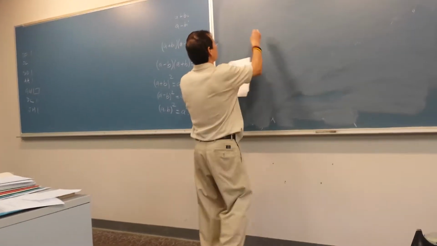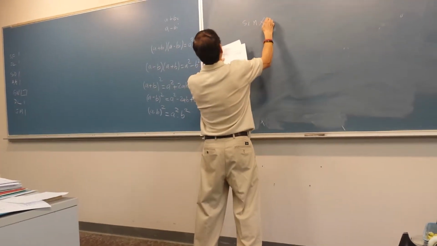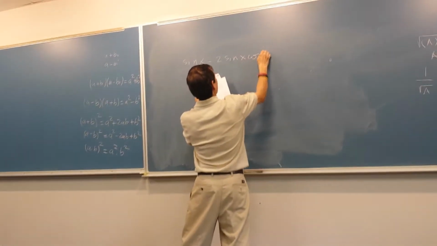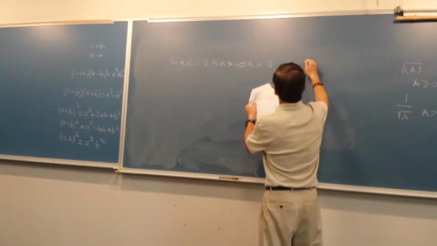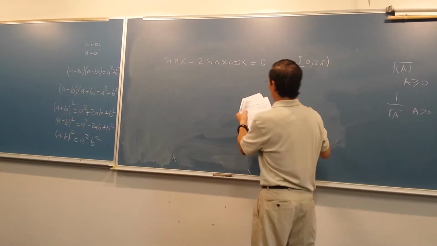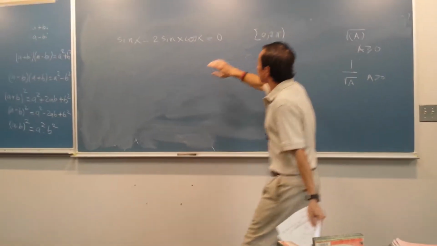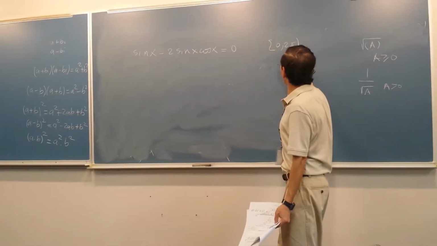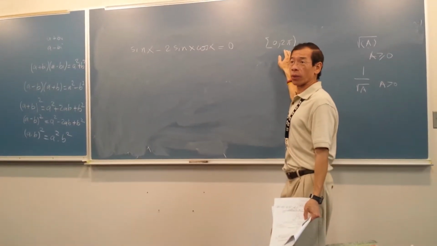So solve the equation sine of x minus 2 sine x cosine x equal to 0. And then the interval that we have here is 0 to 2 pi, right? Okay, so here is the equation. And they want you to do it within this interval, right?